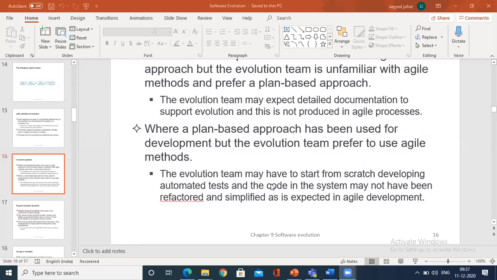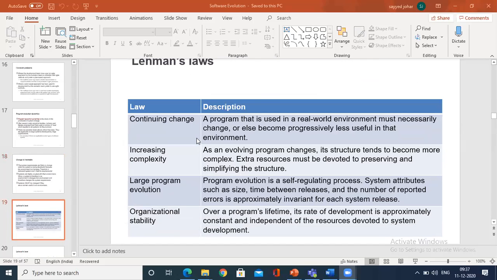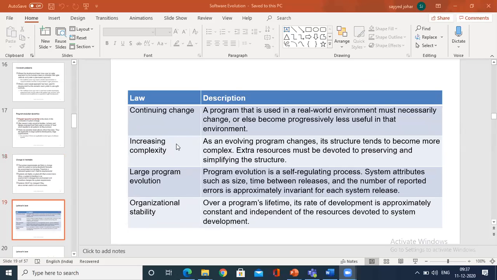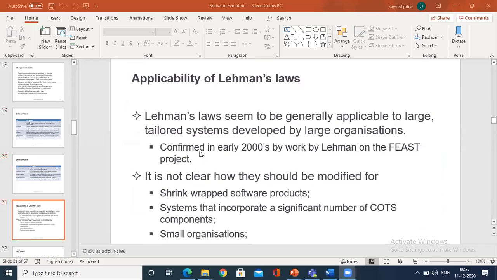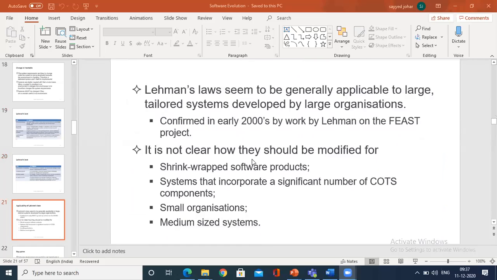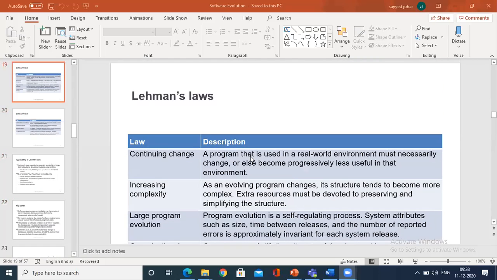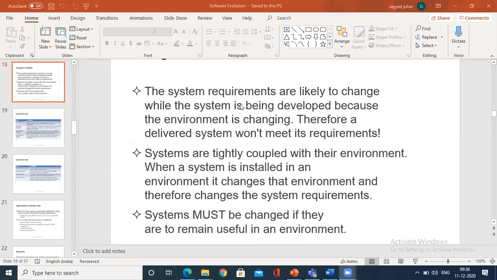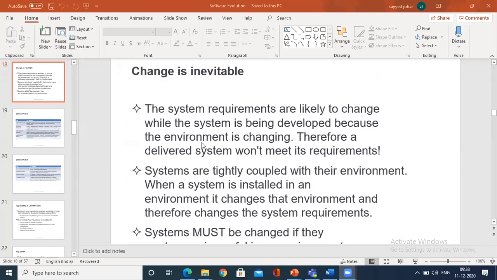After that we went to program evolution dynamics, Lehman's laws, which we have seen continuously. You just have to go through the table. He has defined a few laws, that is, what is inevitable maintenance. So Lehman's laws, a few of the laws I have elaborated here. Maintenance is an inevitable process. For example, the system requirements are likely to change while the system is being developed. So change is inevitable. What is the meaning of change here? It is inevitable. These are the things you have to explain.